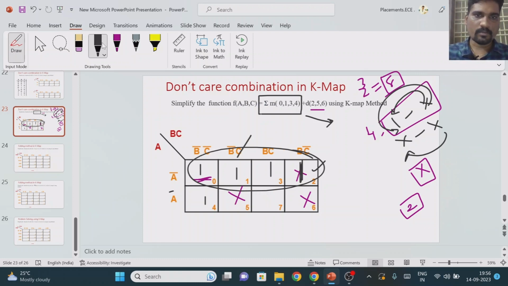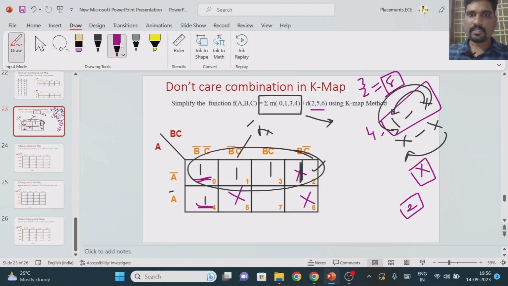For this product term the answer is A bar. Now what is the leftover one? This one is the leftover one, right? Now we will start from this one. You check for this one, is there any 8 adjacent cells, 4 adjacent cells, like that we need to find the solution, guys, right? Is there any 8 adjacent ones?